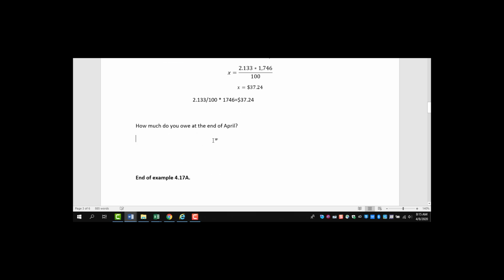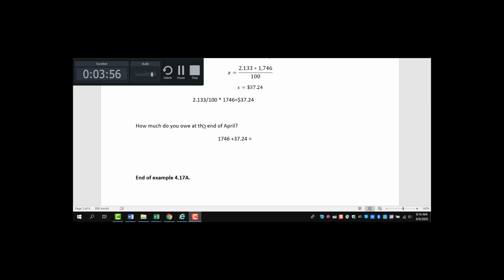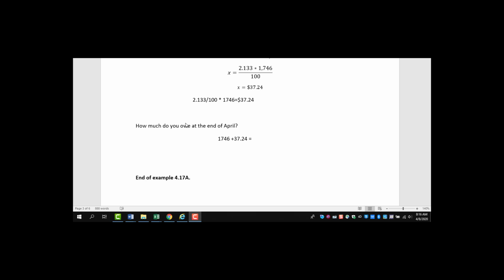So how much do you owe at the end of April? Well, you're going to owe the balance that you carried plus the interest that they're charging you. And that's going to equal, I'm going to have to use my calculator. Well, that's why we have calculators. Which is 1,783.24.